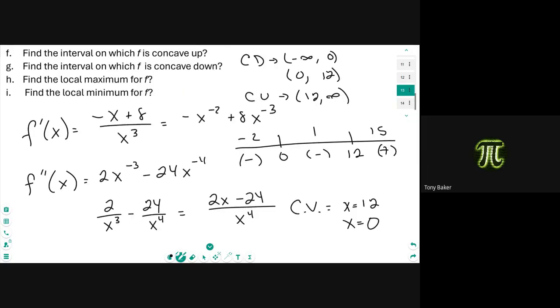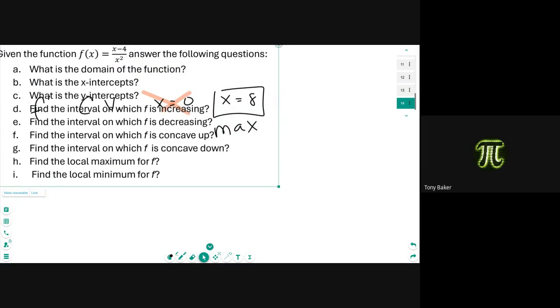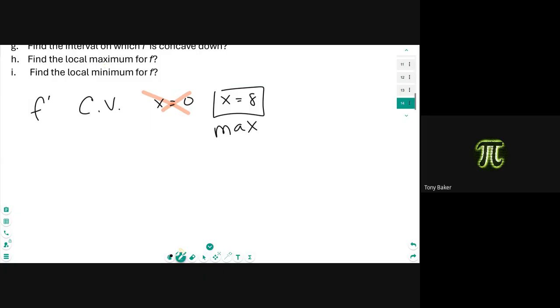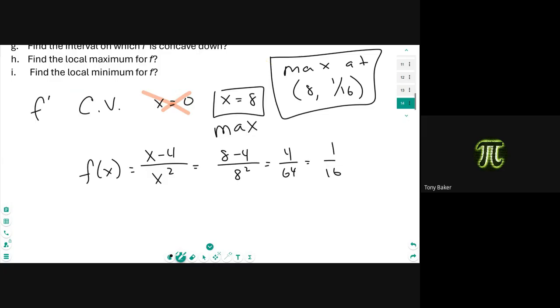We can look back here. If it's concave down, then it's going to be a maximum. So that's a max. And we have no minimum. So you plug that back into the original function. So it's a max at 8 and 1/16. I don't want it as a decimal. Give it to me as a fraction.